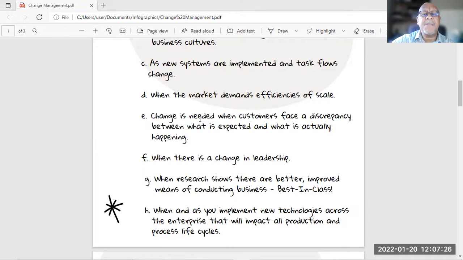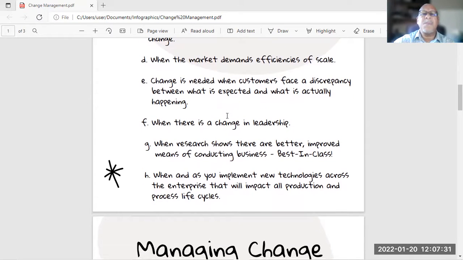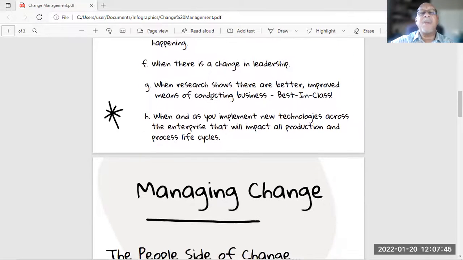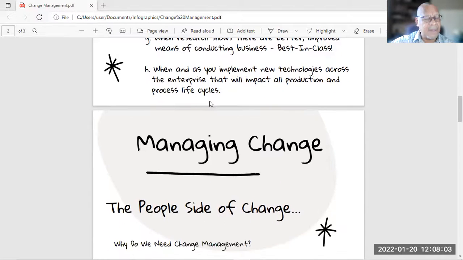Change is needed when customers face a discrepancy between what is expected and what is actually happening. We've seen that quite a few times with the quality, not just recalls of a product or service, but the quality of a product or service being delivered in the marketplace. When there is a change in leadership, we've got that one. When research shows there is a better, improved means of conducting business. We've seen that in the research papers, whether you read any of the major publications. When you implement new technologies across the enterprise that will impact all production and process life cycles, efficiency.